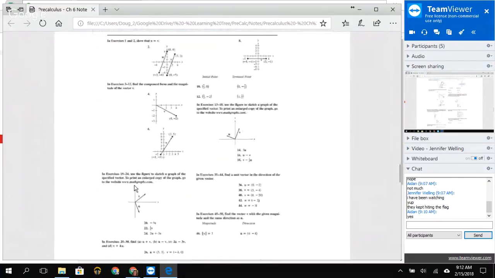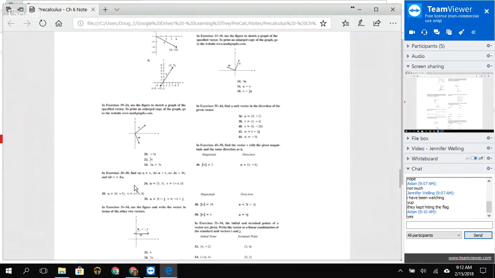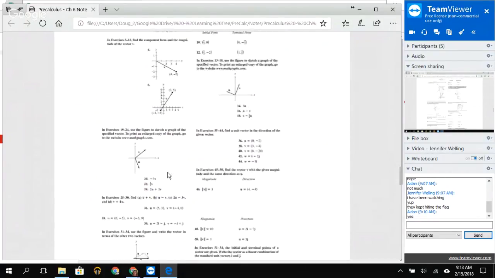On Monday, we left off, I believe, doing number 18, I think was the last one we did. We were right in here. What we had just started talking about was how we add and subtract vectors together, and what that actually looks like when you have the vectors plotted out. So let me first of all make this screen a little bigger.